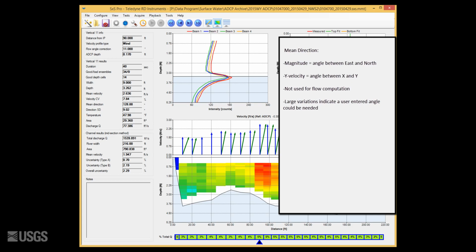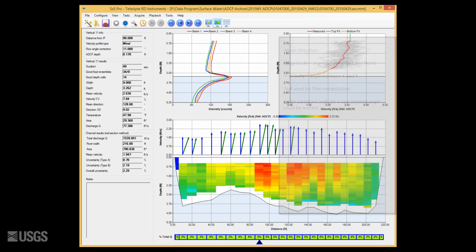If there are large variations in this value when using magnitude as a velocity reference, you would likely expect to see a flow angle entered by the user. Also, consider that a flow angle of 8 degrees equates to a 0.99 correction factor.